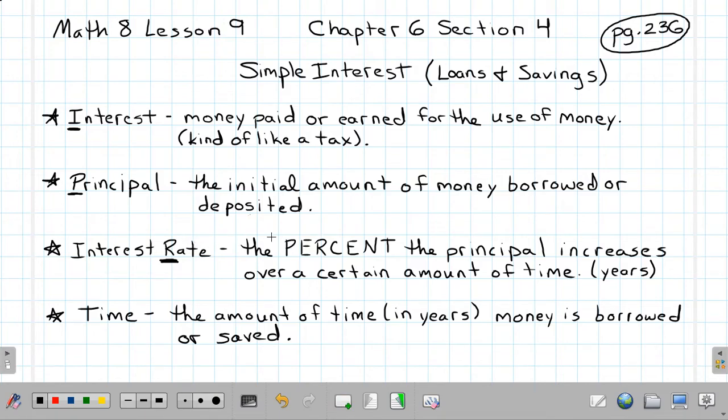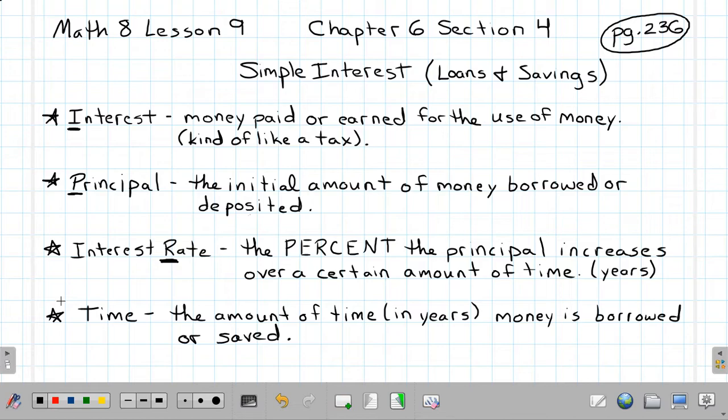Rate, in our case, for interest is percent, okay? And lastly, you need to know the time. What I mean by time here is the amount of time you borrow the money or that you have the savings account open. Once again, we usually calculate the time in years. When you're calculating simple interest, the time has to be in years.